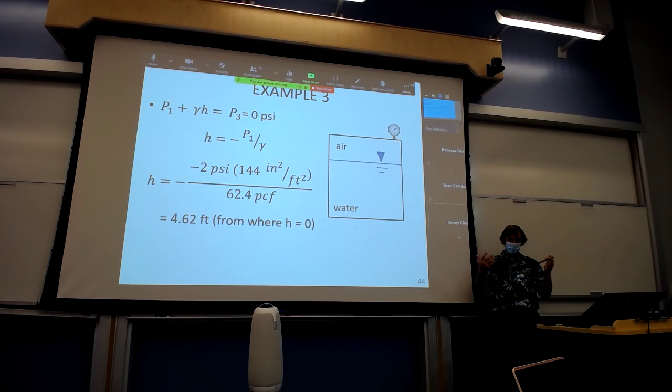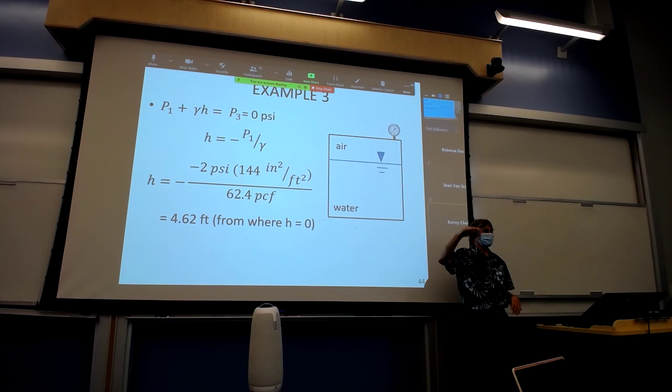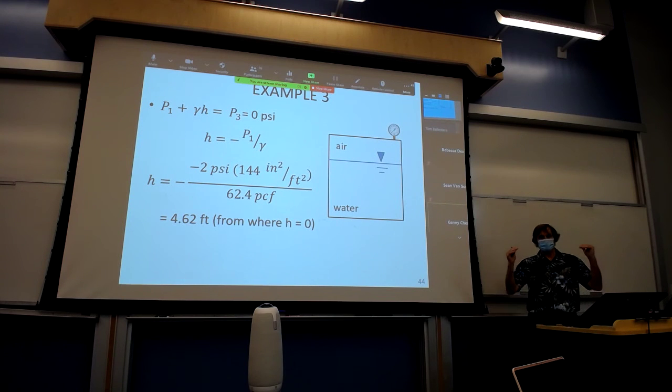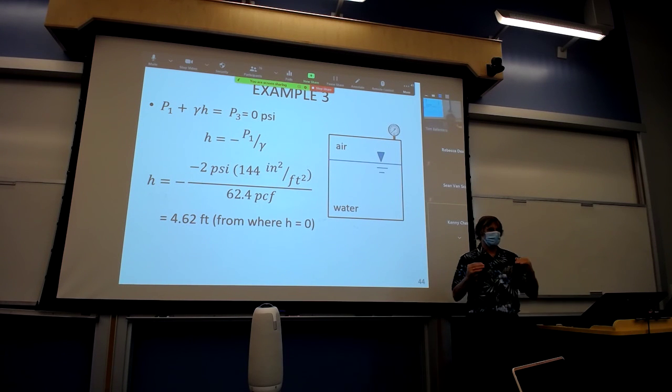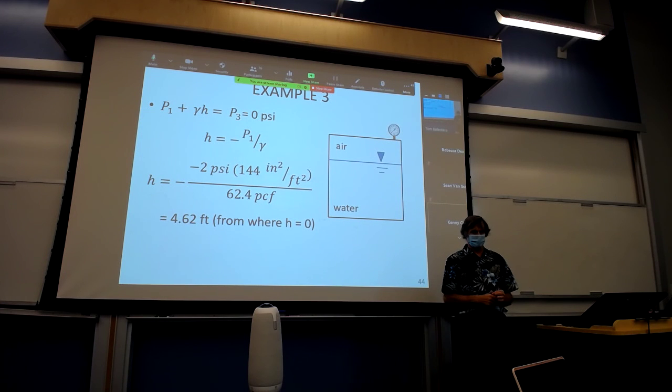And again, I will post this. I know we're almost out of time, but basically, the depth of water was 7 feet in this tank, and at 4.6 feet, that's where you have 0 pressure in the water. So the pressure above 4.6 feet to the interface is negative. The pressure below that is positive.